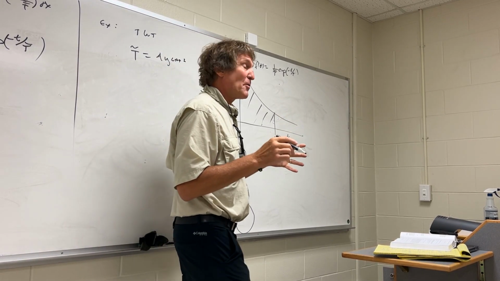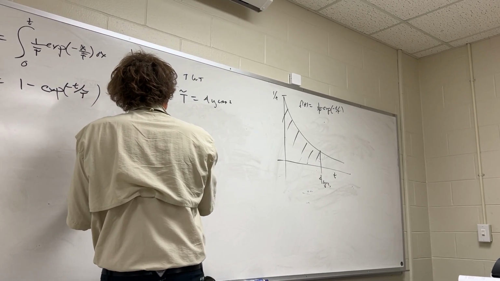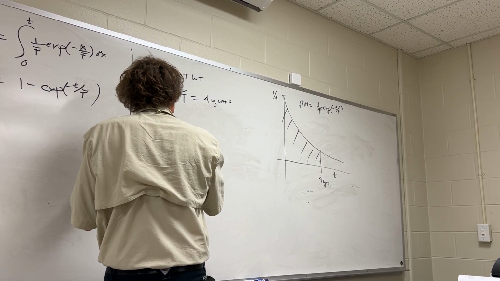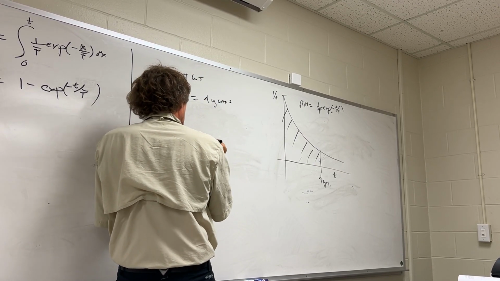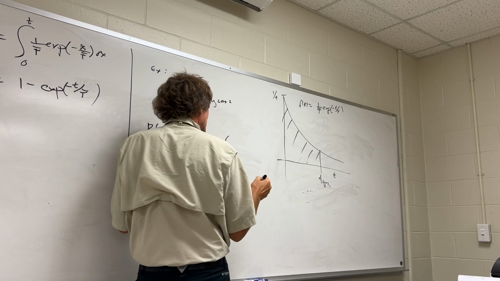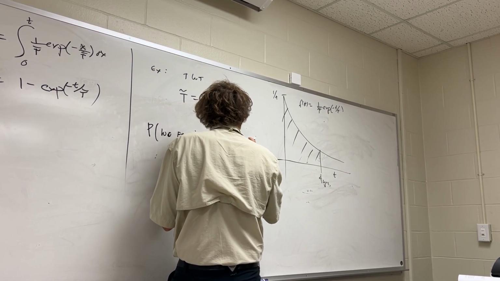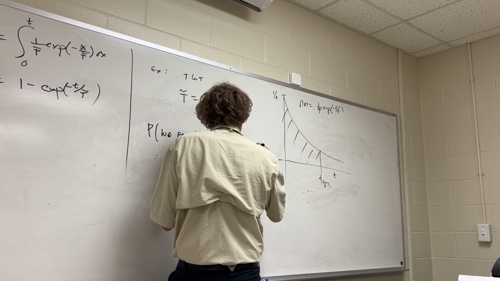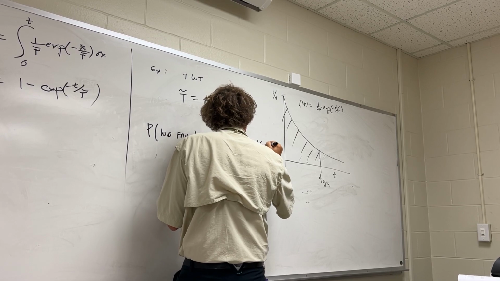Now, it's always going to come down to this. The probability of no failure, I'm just going to put no fail for time t, is 1 minus the probability it fails. Well, the probability it fails is 1 minus exp to the minus t over tau, because it's integrated.